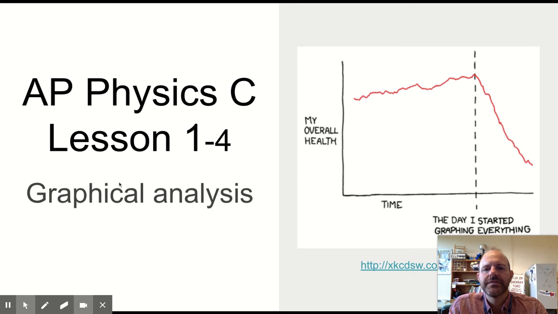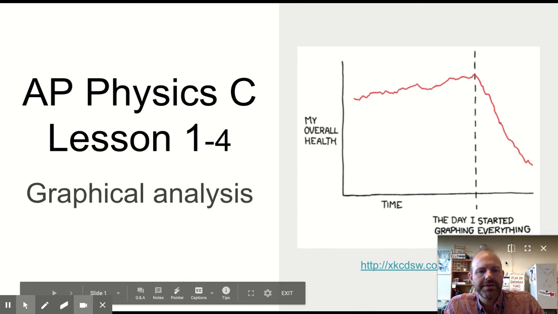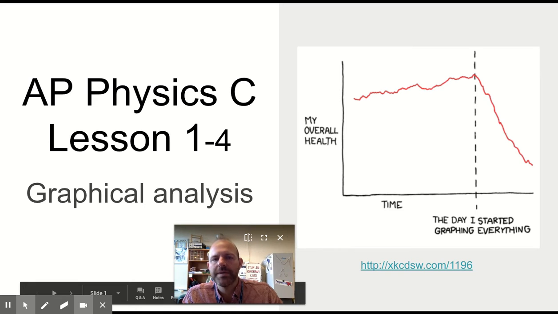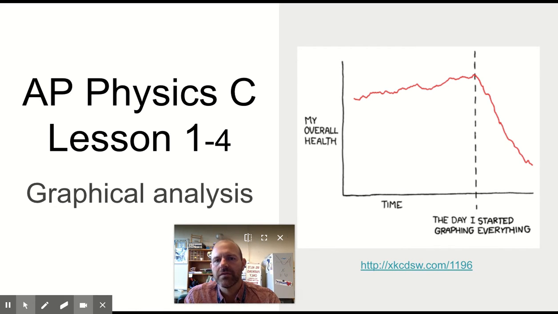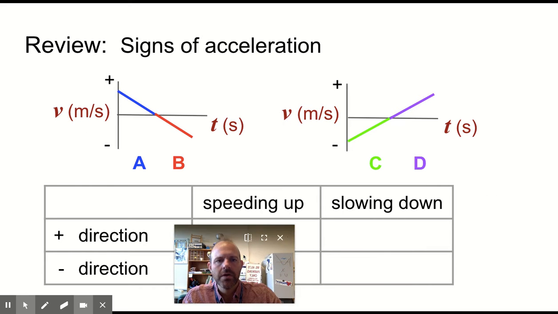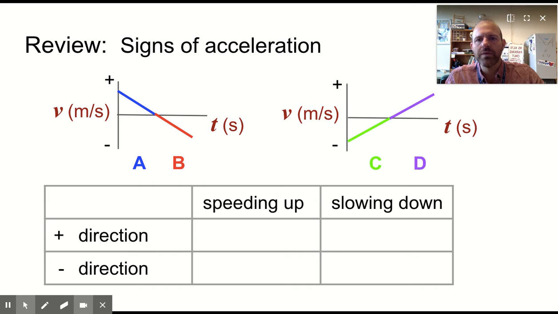Taking a look in this video at graphical analysis, specifically how we put together all the pieces we've learned about position and velocity graphs, and talking a little bit about acceleration. We're going to start with a little recap on signs of acceleration. Take a moment and see if you can pick which sections of graphs have which sign of acceleration for speeding up in the positive, slowing down in the positive, speeding up in the negative, and slowing down in the negative directions. Pause the video if you need to before we go on.